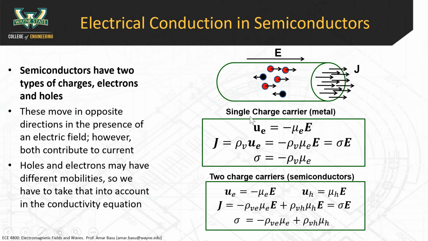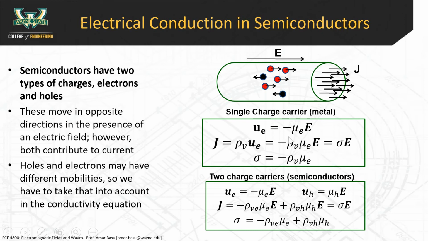And so your velocity, you can think about this as being for a single carrier. This is for the case of a metal. If you remember, in the previous slide, we found that the velocity of the electron is equal to mu times E. The current density is equal to the charge density times the mobility times the electric field. And so this charge density rho v and mobility mu, these are both material parameters.